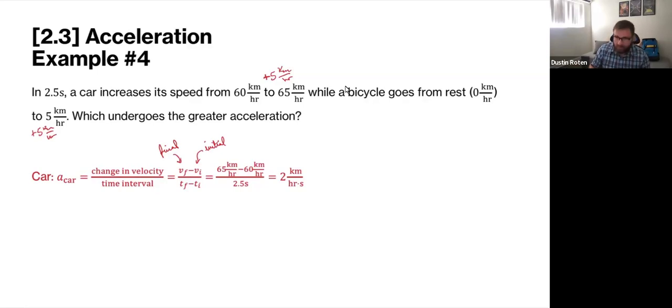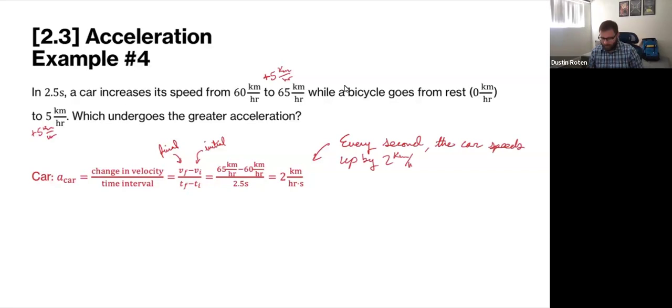So really what this is saying, I'm going to try to write it as nice as I can, is that every second the car speeds up by 2 kilometers per hour.